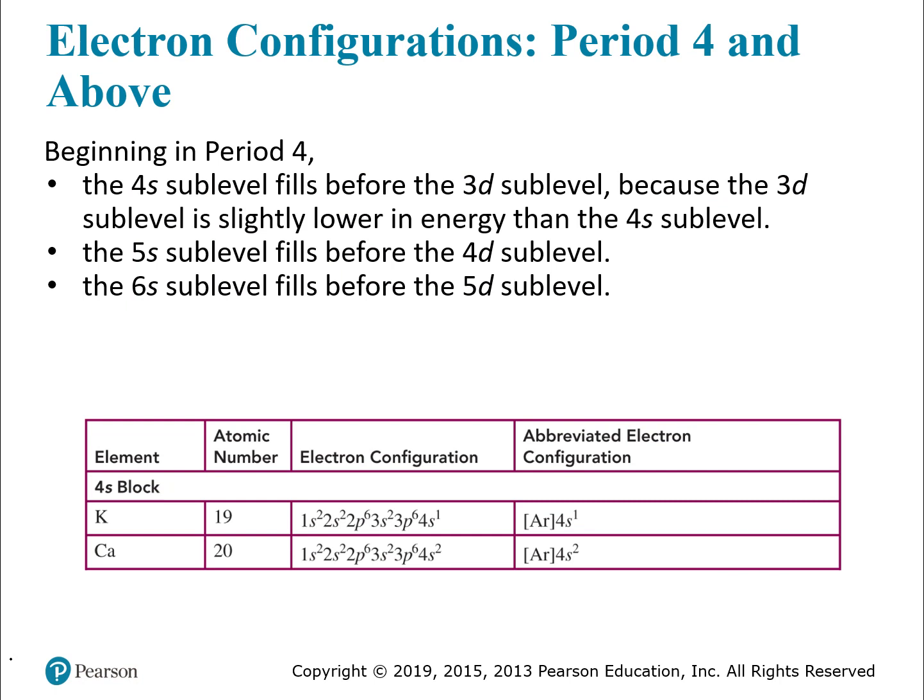For configurations in period 4 and above, remember that I wrote out that long configuration for the full electron configuration. This is where some of those things come into play again. So I'll remind you again. In the 4s sublevel, you're going to fill that before you fill the 3d. And the same thing is true. You're going to fill the 5s before the 4d and the 6s before the 5d.